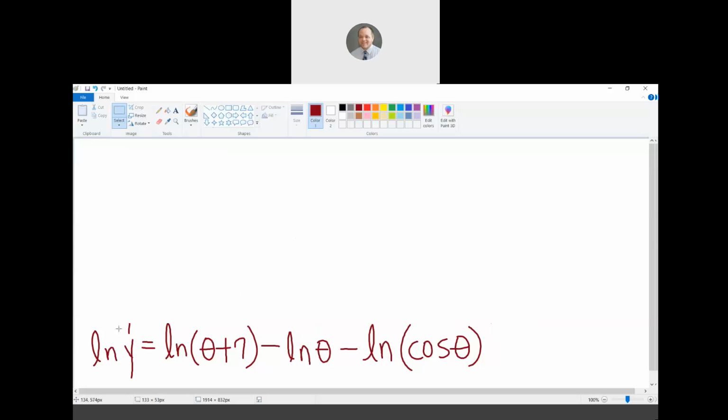All right, now we are ready to take the first derivative of both sides. Derivative of natural log of y is 1 over y. And because we're taking the derivative of y with respect to theta, we must include the ratio dy over d theta.